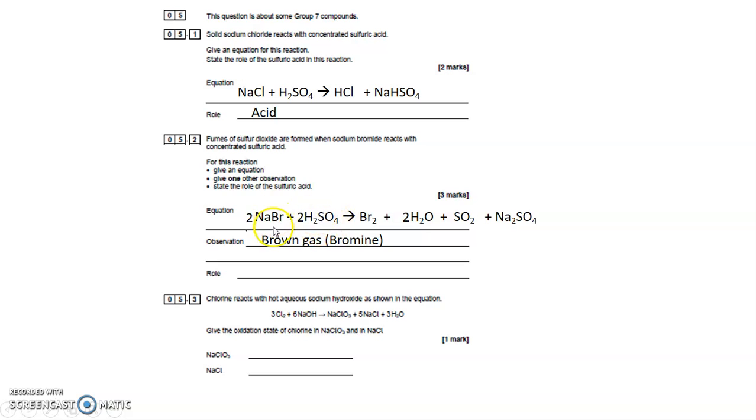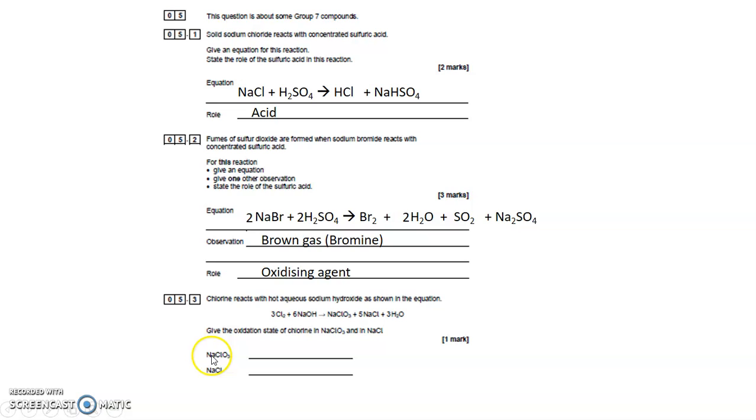Role of the sulfuric acid. Br is in -1 oxidation state, because we've said sodium's in +1. Bromine on its own is in 0 oxidation state, no charge left over. So it's gone from -1 up to 0. It's been oxidized. The oxidation state has gone up, so the sulfuric acid must be causing that oxidation. It's an oxidizing agent.